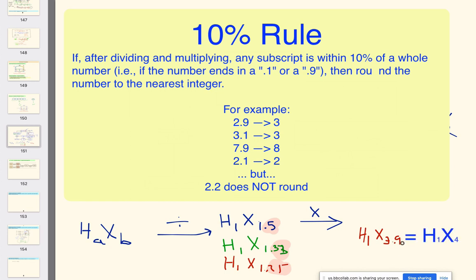If this were 3.8, you would have to find a different number to multiply it by. But since this is 3.9, this meets our 10% rule. Does that make sense? So this would now be 4. You're within 10%, 0.1 of a whole number. And the same thing would be true if this were 3.1. You would just round that to 3. In short, if the number ends in a 0.9 or it ends in a 0.1, just round it to the nearest integer. If it ends in any other thing besides a 0.9 or a 0.1, then you need to do your multiplication and find out what the nearest whole number is.